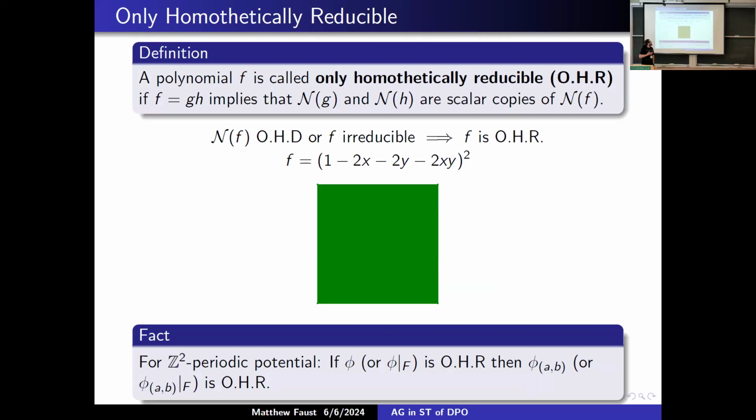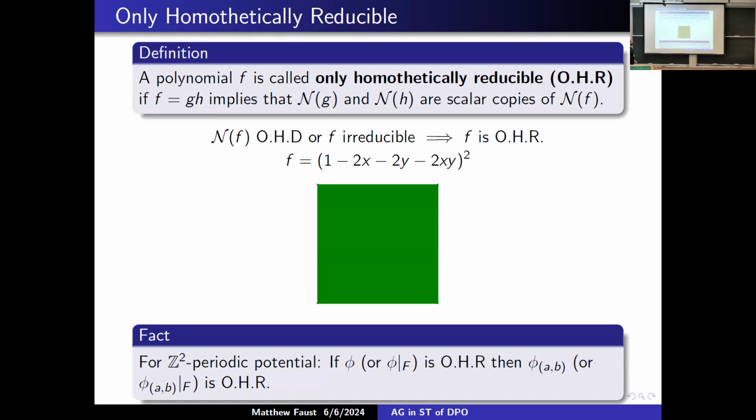So what we looked at are polynomials that have very similar properties. These are what we call only homothetically reducible polynomials. So we say that a polynomial is only homothetically reducible if whenever it factors, so if f factors into g and h, then the Newton polytope of g and the Newton polytope of h must both be scalar copies of the Newton polytope of f. And by scalar copies, we include if you just multiply by 0, if you were to write this as like f times 1, for example.